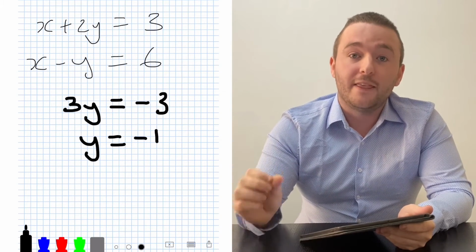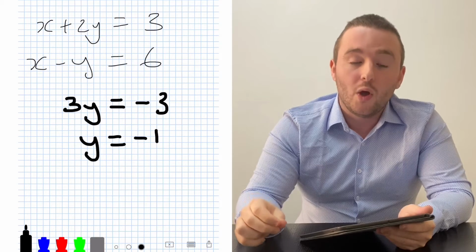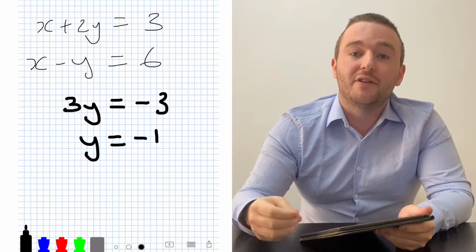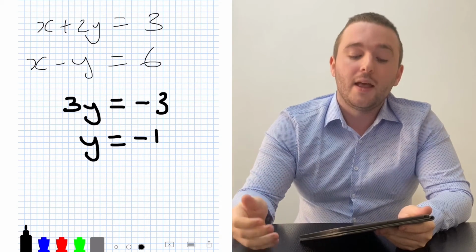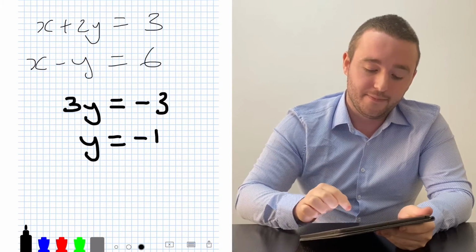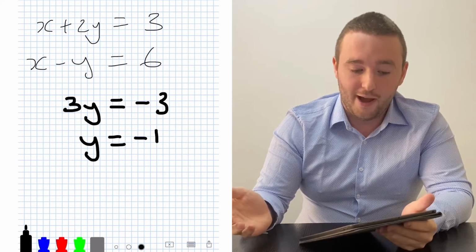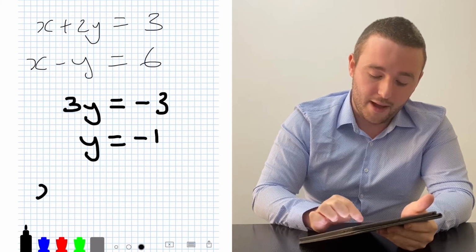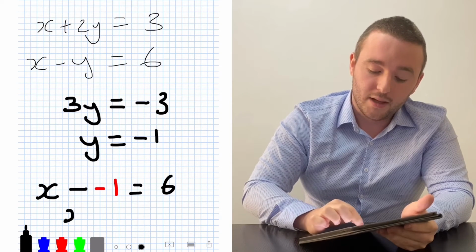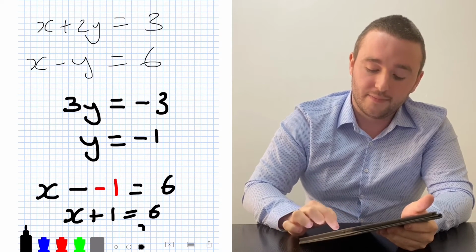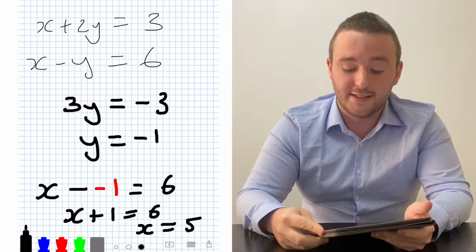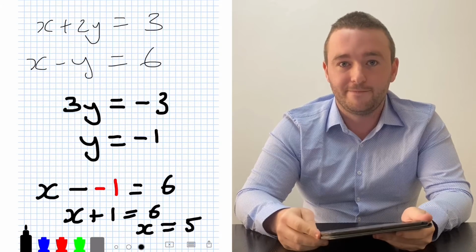But remember, this is not the full answer to the question. We want to find the set of coordinates where these two lines intersect. So we have to find the x-coordinate. We put the y back into the equation, I think the second one looks easiest, and see what it works out to be for x. x minus negative 1 equals 6. So x plus 1 equals 6, x equals 5. And that gives us our coordinates where these two lines intersect at (5, -1).